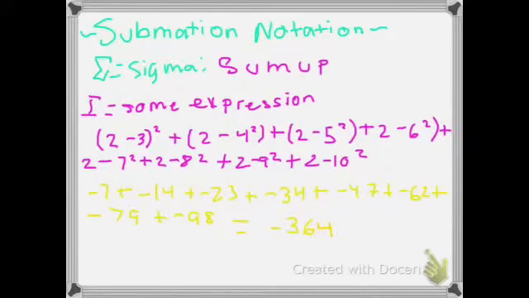So basically what you would do is you have to go up to 10. So you're going to start off with 2, and then that i is going to equal 3. So 2i squared, 2 minus 3 squared. And then you're just going to keep going until you get up to 10. Once you get up to 10, you're going to solve those simple equations, and then you're going to simplify them. Once you do that, you will add them all up together, and if there's negatives, you will subtract and add. And then at the end of this problem, you should get negative 364.